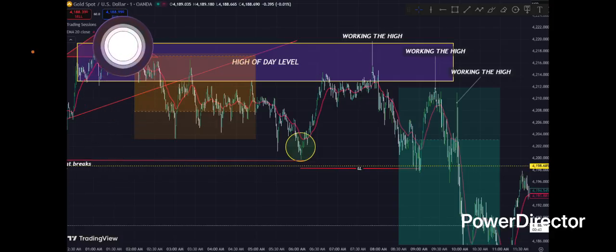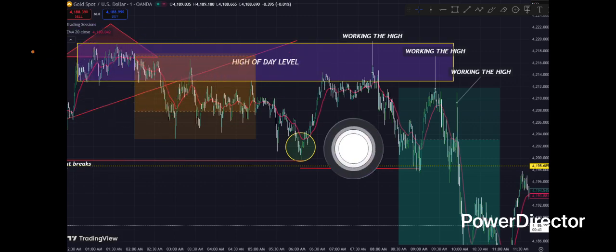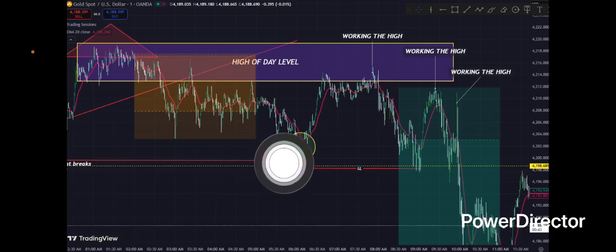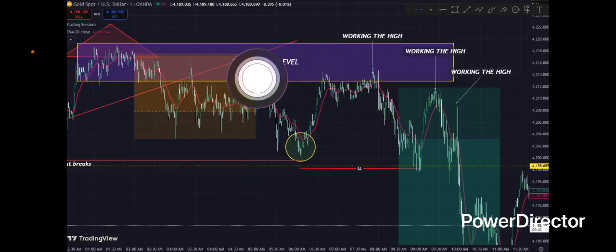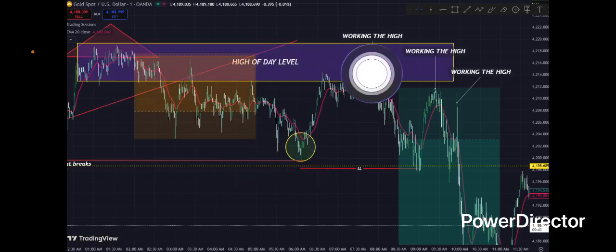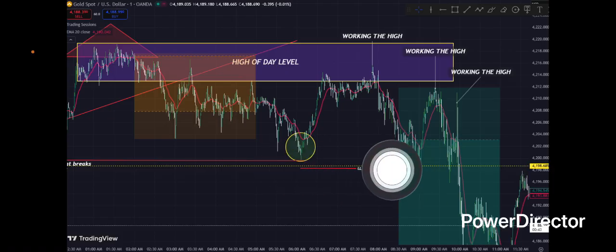I used the highest high and the lowest low of this little consolidation area, and this is my high of the day level. So you can see we put in that lower low, we start to pump up again, and we pump up into that high of the day level before dumping down and putting in our next lower low going into the session. Okay, now we're in the session.